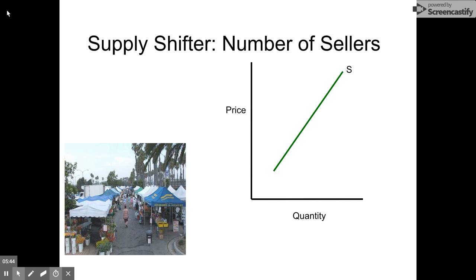Number of sellers. Obviously, if more companies are selling goods, supply, the whole line, shifts to the right. If sellers pull out of the market, supply shifts to the left at every given price.